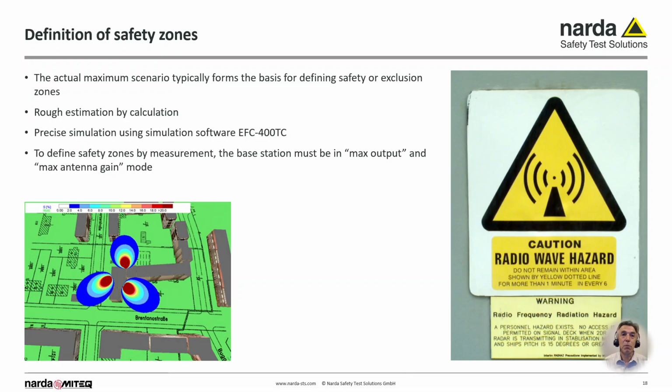Precisely, you can do it by a simulation software like the EFC 400 telecommunication. And by them, you can define safety zones where it is not allowed to enter or where it is allowed to enter. Because especially in countries where we have low limit values like 3 volts or 6 volts per meter, there those safety areas can be exceeded even by a mobile phone installation.